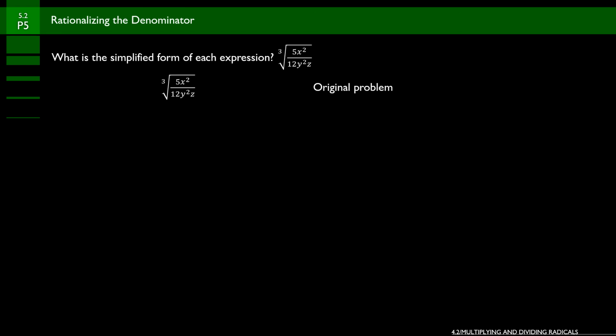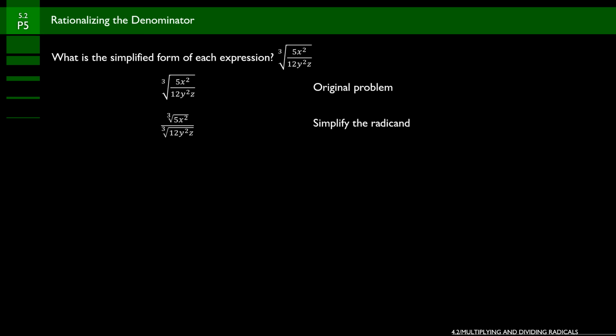In problem number 5, we're going to take a look at one of these examples and we're going to rationalize the denominator. So we're given the cubed root of 5x squared over 12y squared z. So let's take a look at what we've got to do first. We're going to simplify the radicand if possible. And we've got a 5x squared in the numerator and a 12y squared z in the denominator, so there's nothing that can be done in order to simplify those. So the next thing that we're going to take a look at is we're going to rationalize the denominator.